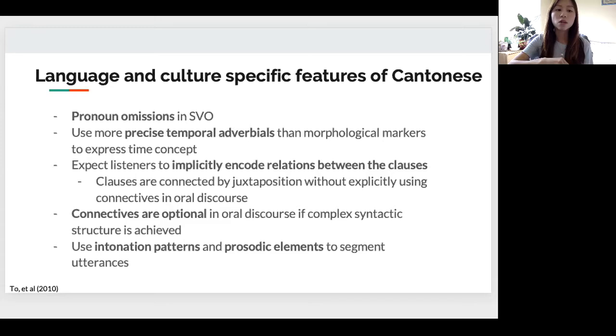In the earlier slides, we have also talked about how future aspect markers are optional when you use precise temporal adverbials. Another one is that sometimes connectives can also be optional, as it is expected that the listeners implicitly encode the relations between the clauses. This would only make sense when you're using a complex syntactic structure and when the communicators have a mutual understanding of the context. Other than these specific morphological features, Cantonese also relies heavily on intonation patterns and prosodic elements to segment utterances.